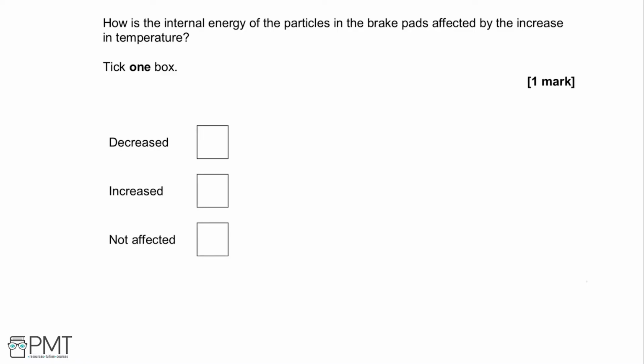If we have an increase in temperature, that means it has more heat, or more heat energy, which we call thermal energy. So if we have more of the thermal energy, then the internal energy has increased because we have more of it, and therefore we would tick the second option, increased.